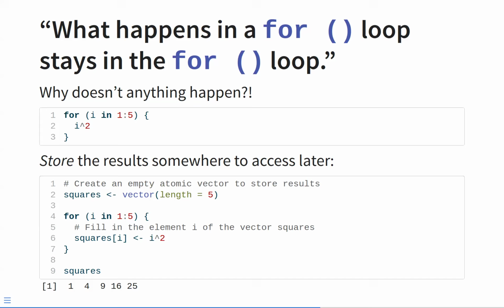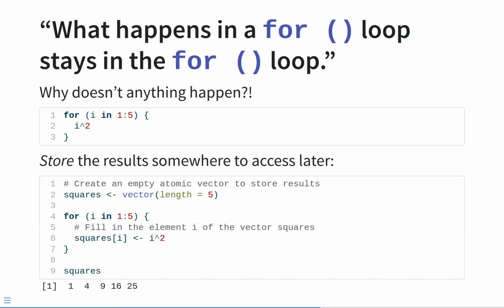And this is maybe a little bit confusing because normally if you were just to have, say, a variable i equal to 1 and type i squared in the console, it would print out 1 squared, which is 1. But with a for loop, that doesn't actually happen. So if you want to get values out from a for loop, you either have to explicitly print them, like we did on the previous slides, or you have to store them somewhere for later access.